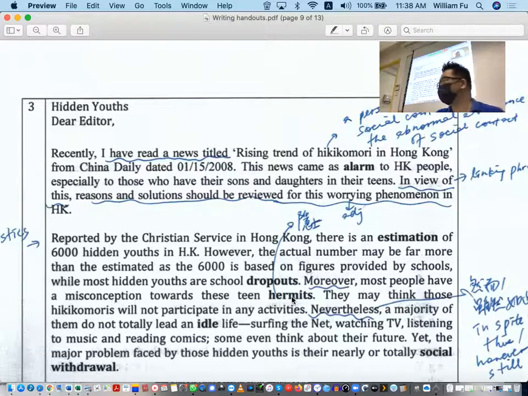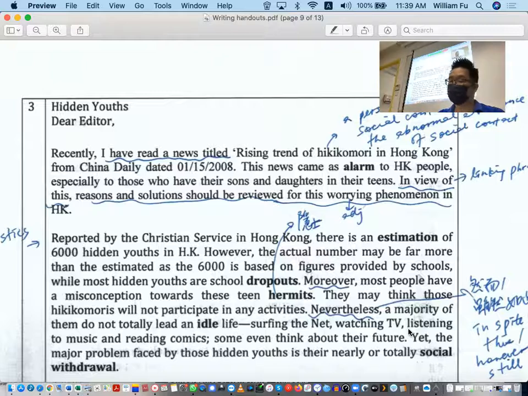Now, hermit is a very fascinating word to describe this. Hermit crab, because of their armor. They look like they have armor like hermits, like the knights in the Middle Ages. Now, people may think those hikikomoris will not participate in any activities. Nevertheless, a majority of them do not totally lead an idle life.